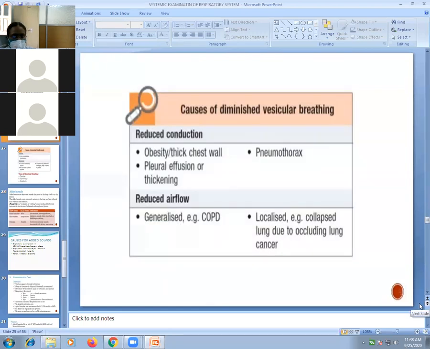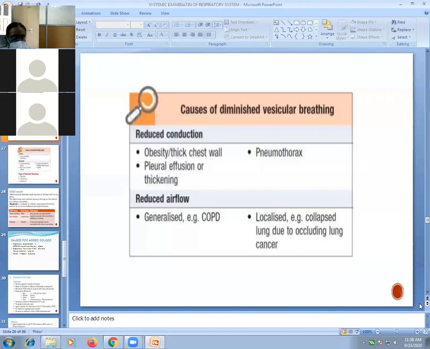Now, causes for decreased breathing sounds. If you are not able to hear the breathing sounds, another term for this is air entry. When the patient is taking breaths, it is also called air entry. Air entry on the right side, air entry on the left side. Or the causes for diminished breathing sounds.